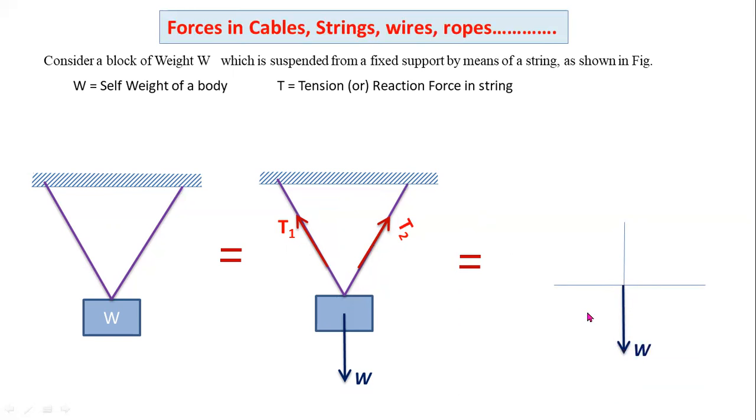vertical load W and the tension T1 and tension T2. You have to convert this given diagram into a force diagram. This is the final free body diagram for this type of problems. Here W is the action and T1, T2 is the reaction.